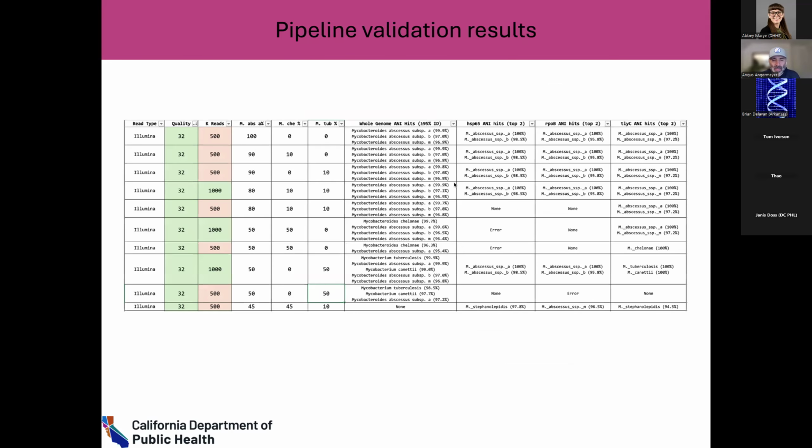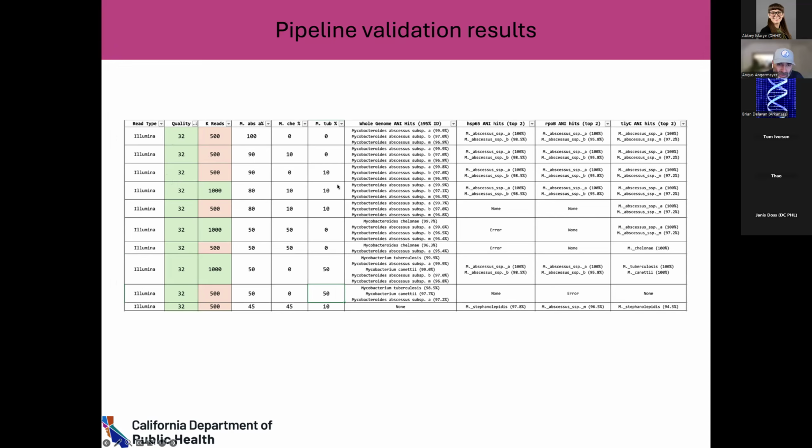And I've run that through the pipeline and it generates some answers. So what you're looking at here is a tiny subset of all of the results data, where I'm looking at some of the Illumina reads. These are the higher quality ones with an average Q-score of 32, 500,000 reads versus a million reads, and then the varying abundances of M. abscessus, M. chelonae, and tuberculosis in here. And the results are, whole genomes.